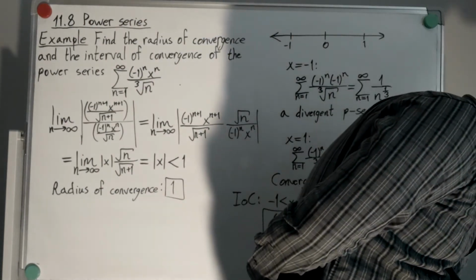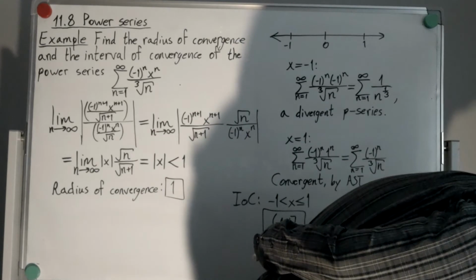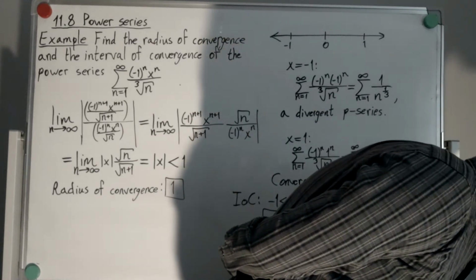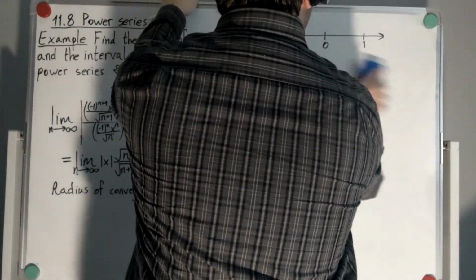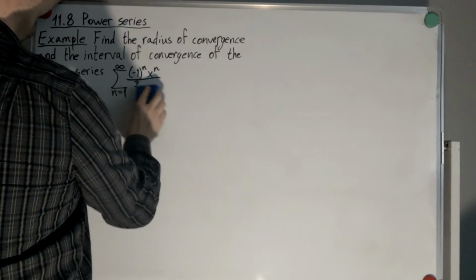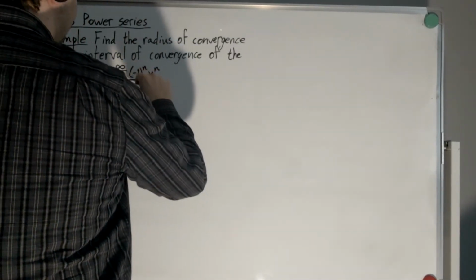Okay, let's do another example. Let's see. This one is (-1)^n x^n over n squared. So (-1)^n x^n over, just remove this cube root of n and replace it with n squared.